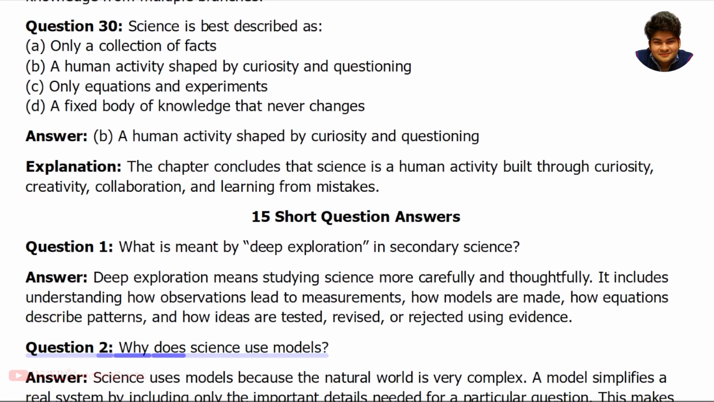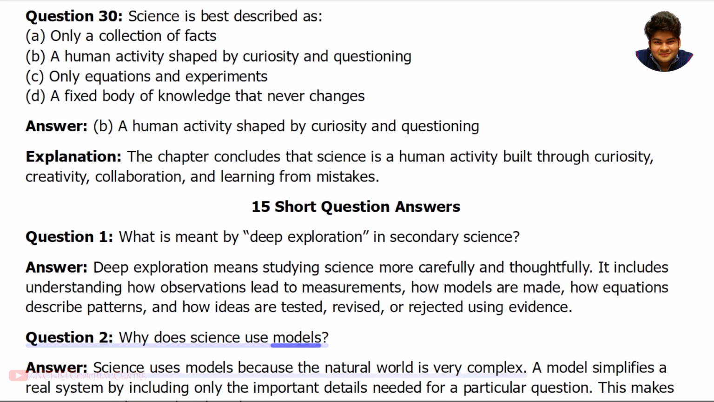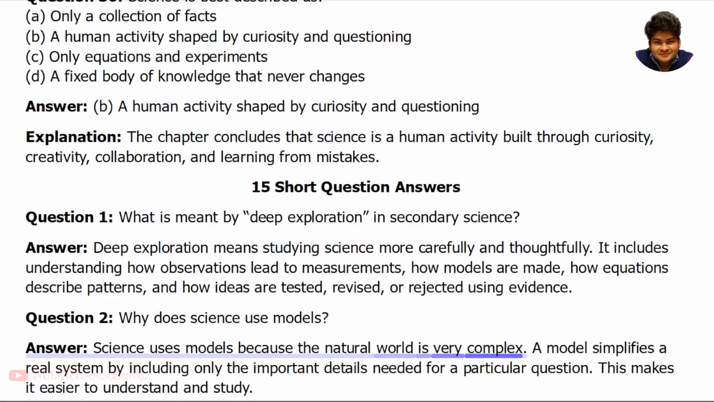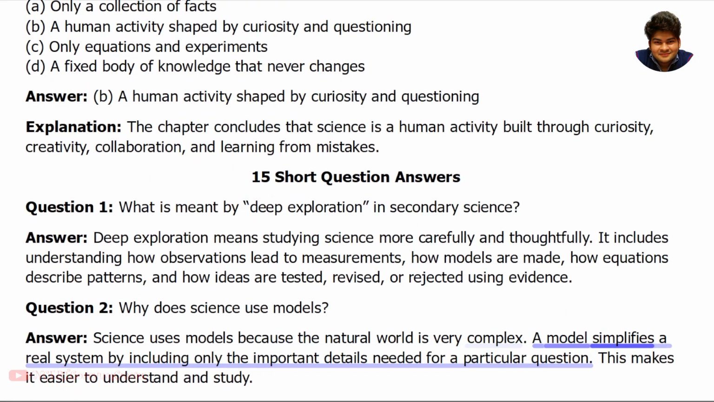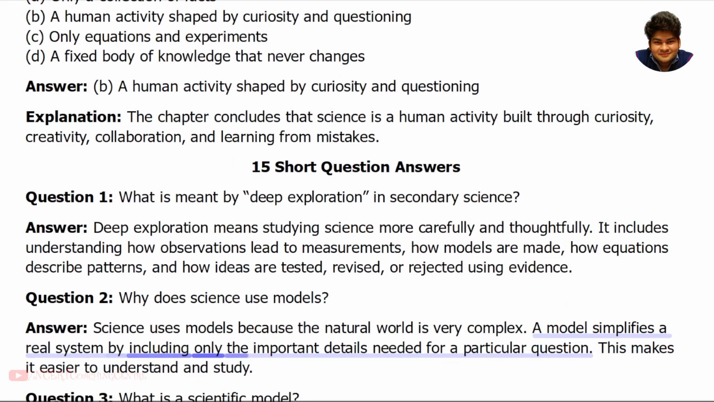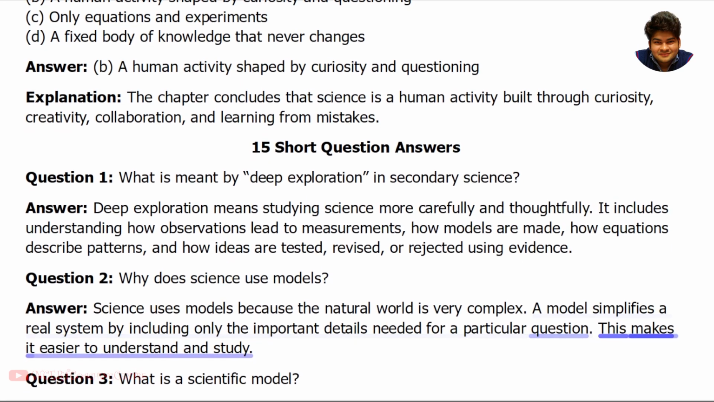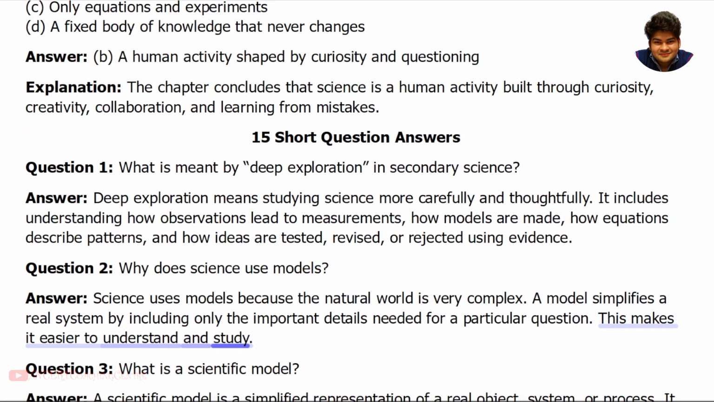Question 2. Why does science use models? Answer: science uses models because the natural world is very complex. A model simplifies a real system by including only the important details needed for a particular question. This makes it easier to understand and study.